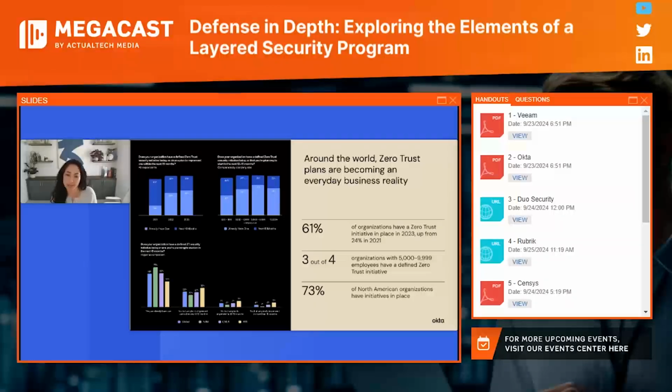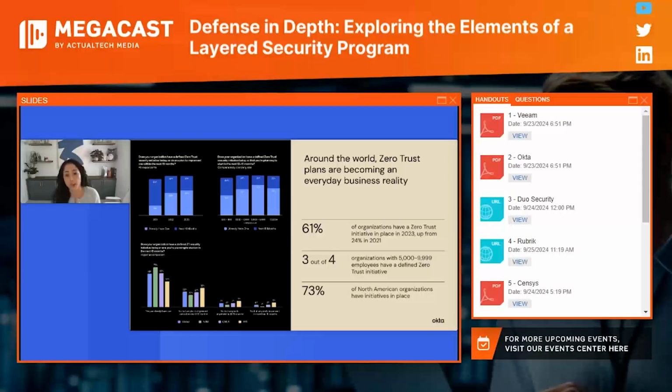And of that 61%, it seems like the sweet spot for organization size are those with 5,000 to 10,000 employees, where 3 out of 4 reported having a defined initiative in place. And the good news is that smaller organizations are really not that far behind. So organizations with 500 to 1,000 employees reported 49%, and organizations with 1,000 to 5,000 employees at 64%.